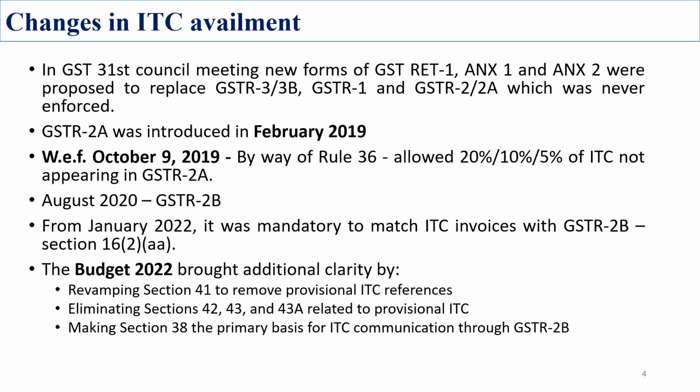If we see, initially the ITC availed by the recipient was provisional as per section 41, because it used to undergo the process of sections 42 and 43. That's the matching concept that was there. As there is no matching concept or two-way communication between the supplier and recipient presently, they modified it by revamping section 41. So the provisional ITC reference has been removed and it is actual ITC. And also 42, 43 and 43A have been eliminated or omitted from the Act. And also there are changes made in section 38 with respect to the ITC communication through GSTR 2B. So these are all the changes which have been made before amending section 38.